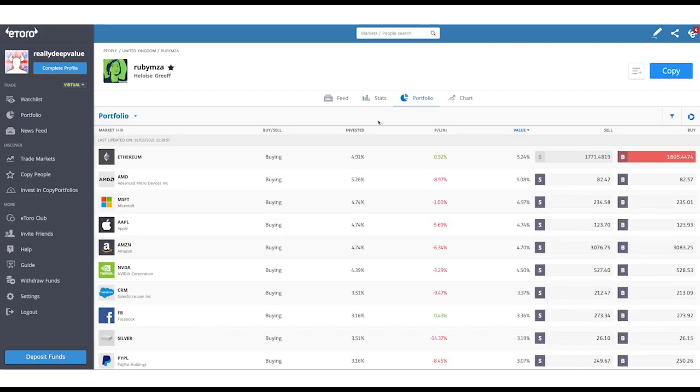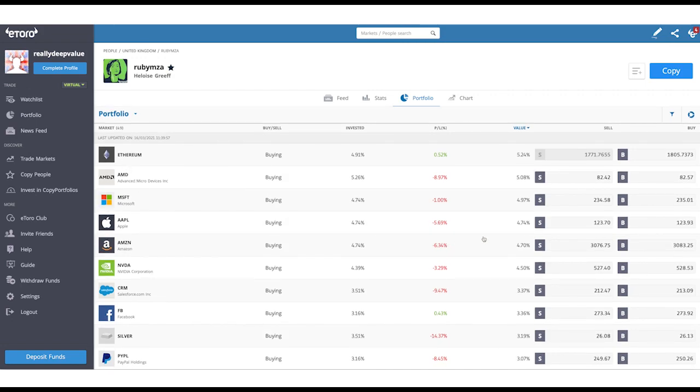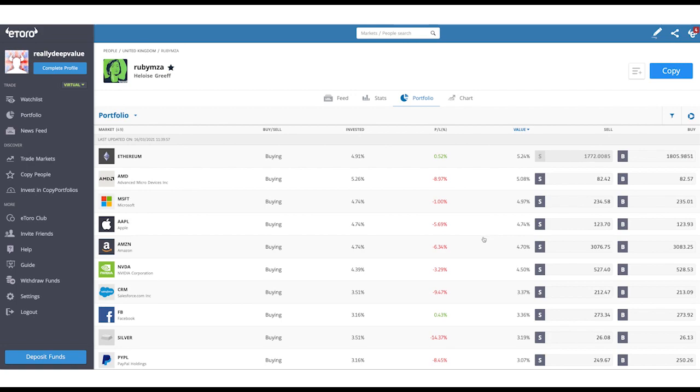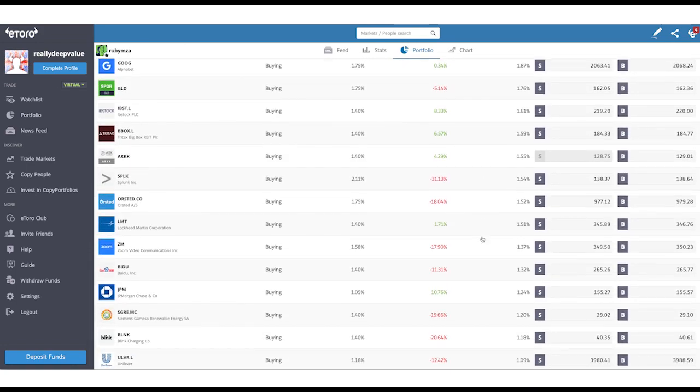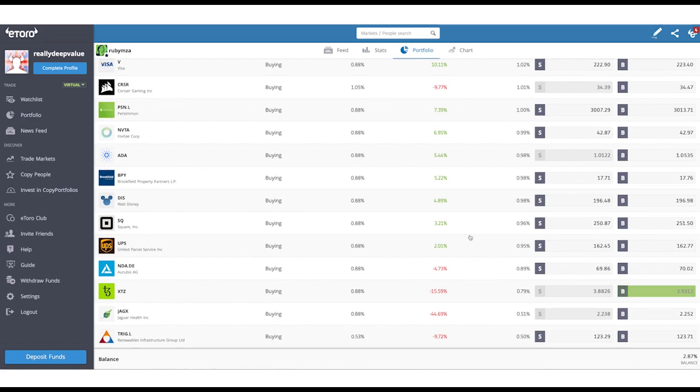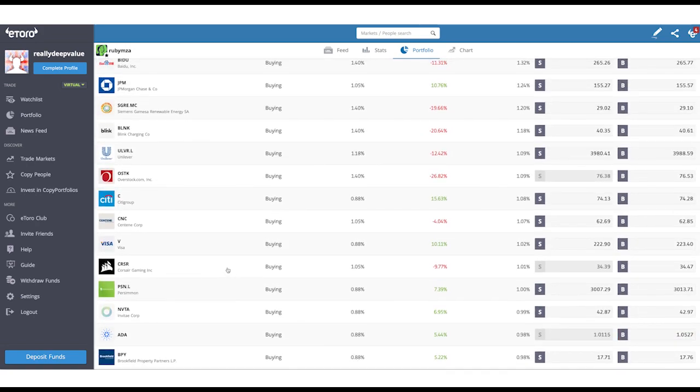And here we get a breakdown of the portfolio, see exactly what's being invested in. And we're looking at it by value in descending order from highest value. So the weighting is 5.24% weighting to Ethereum. There's quite a lot of holdings. The balance is 2.87% held in cash, quite low. Bit of a tech bias here.